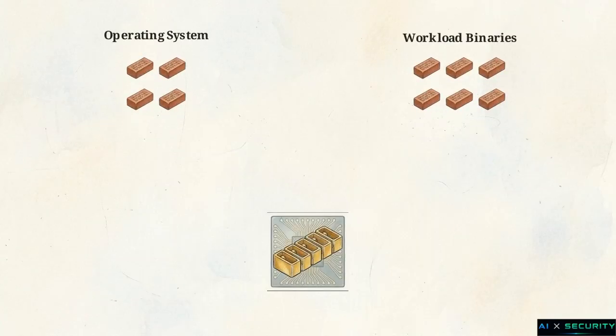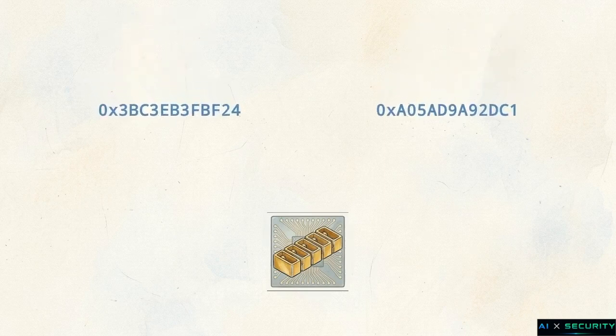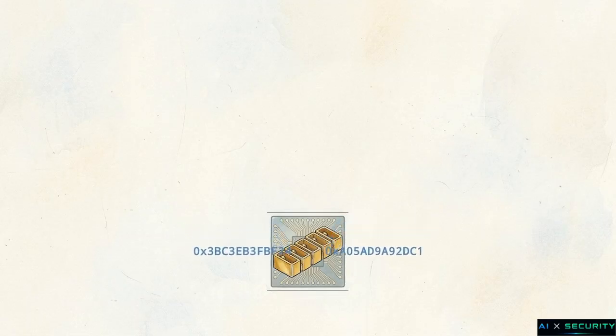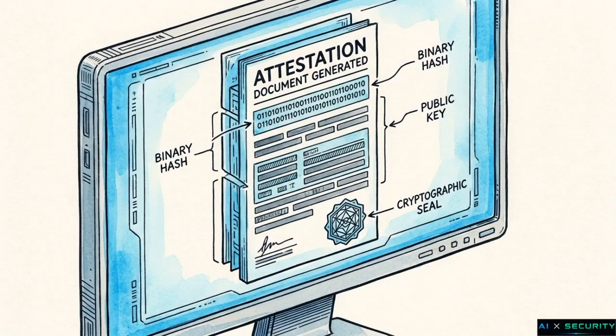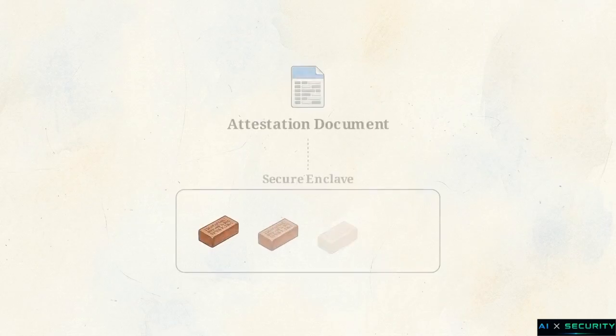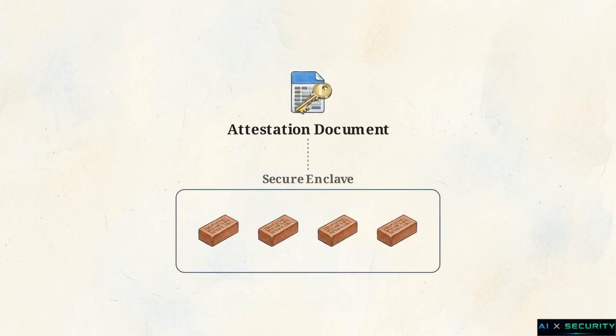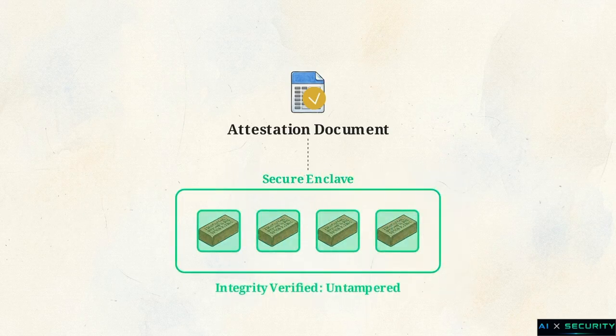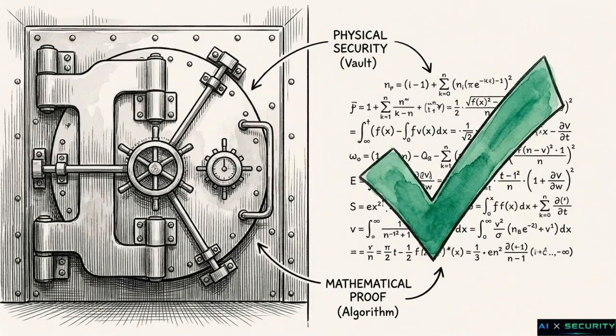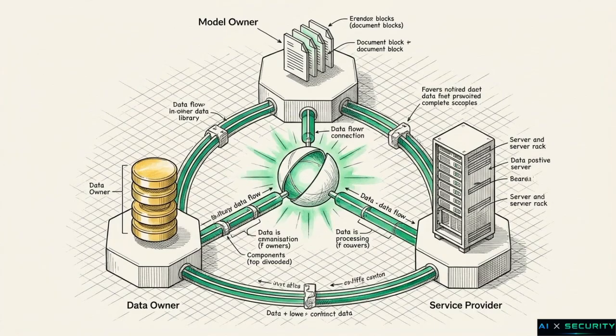The TPM hashes the exact state of the operating system and the workload binaries, storing these cryptographic measurements into specific hardware registers. The hardware then generates an attestation document. This is a cryptographic proof, signed by a trusted root key embedded in the silicon, verifying the exact untampered state of the code running inside the enclave. The hardware isolation creates the physical lockbox, while the cryptographic attestation provides the mathematical proof of exactly what code is inside it.